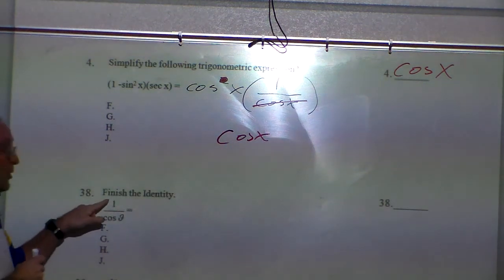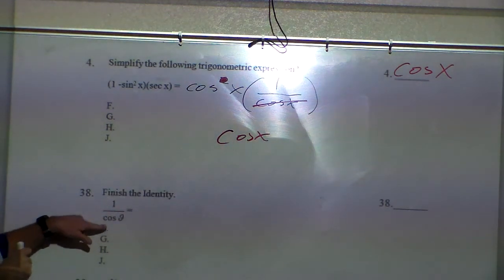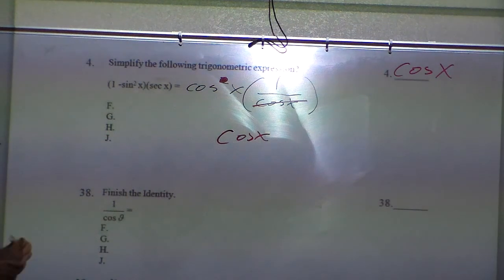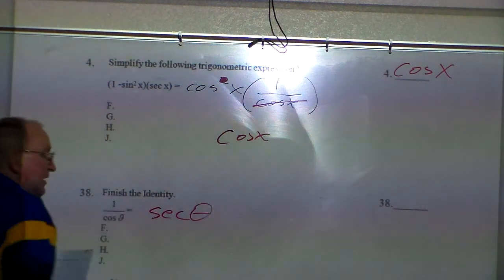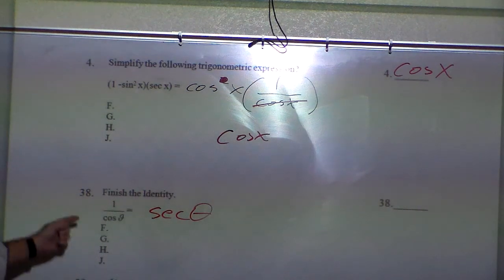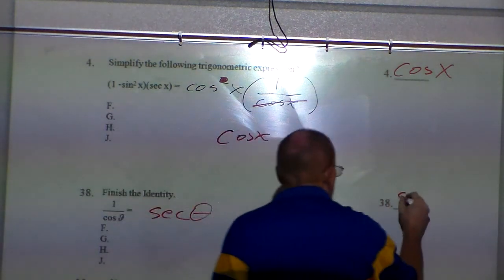We're going to simplify it. This one's a rather simple one. 1 over cosine is the reciprocal for what? Secant theta. And that's one you have to memorize. 1 over cosine is secant.